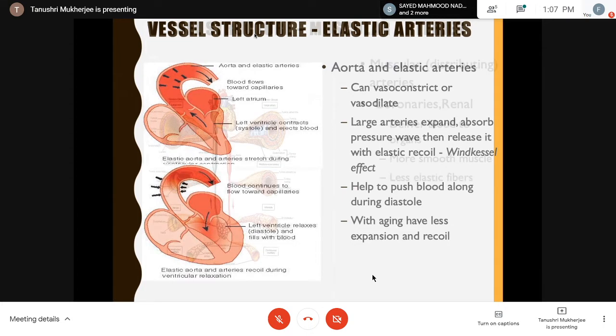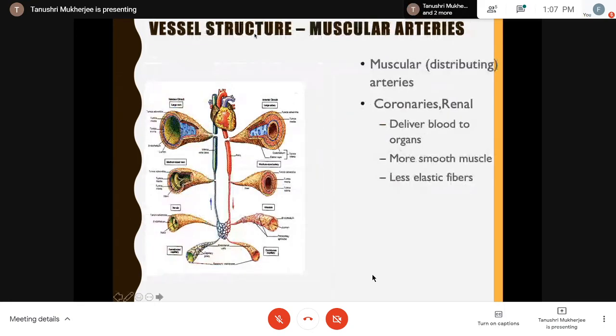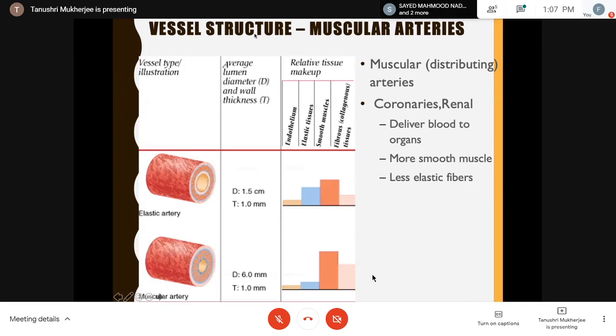The muscular arteries are the distributing arteries, like the coronaries and the renal, which deliver blood to organs, with more smooth muscle and less elastic fiber. Again, the comparative diameter we see: the muscular artery diameter is only 6 millimeters, the elastic artery 1.5 centimeters.